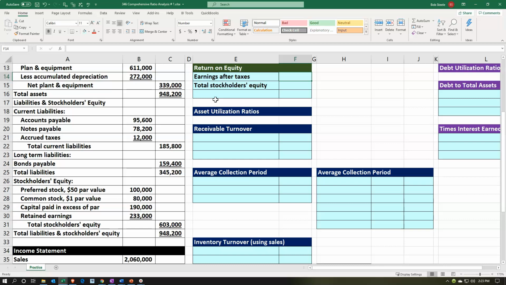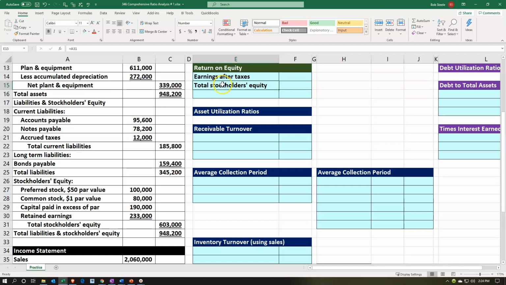It might be in some problems that they might be asking for the beginning, or what they would call the average equity, which would be beginning equity plus ending equity divided by 2. So be aware of that anytime you have a ratio that has an income statement account and a balance sheet account. That could then be the case.